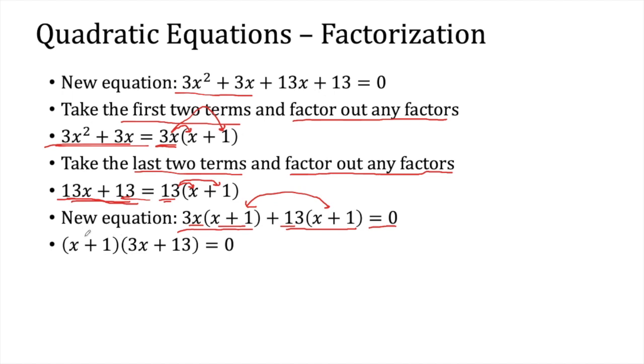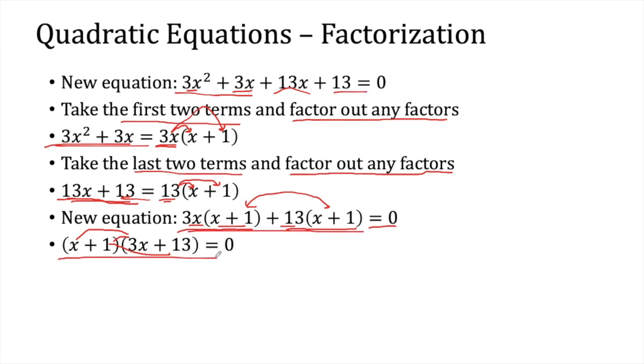If you were to expand this binomial, you would first multiply x with 3x, and that would give you 3x squared, which is there here. Then you would multiply x with 13, which would give you 13x. And then you would multiply 1 with 3x, which would give you 3x over here. And then you would multiply 1 with 13, which would give you 13 over here.